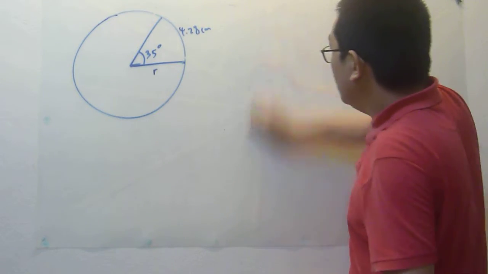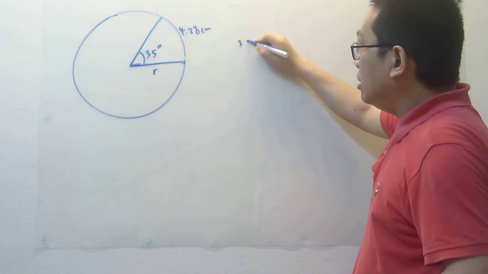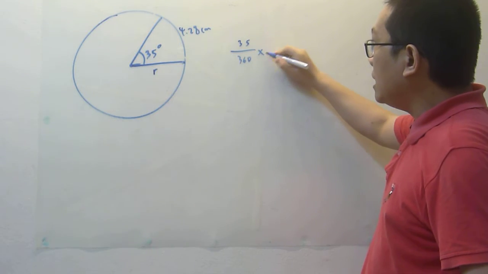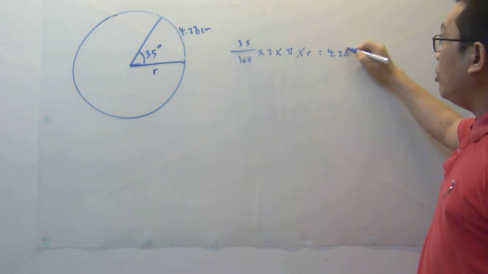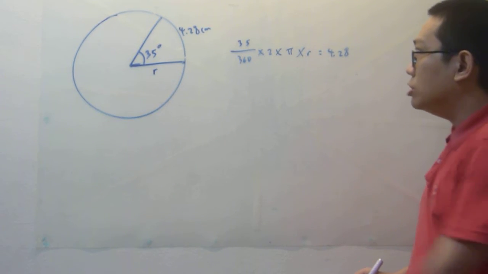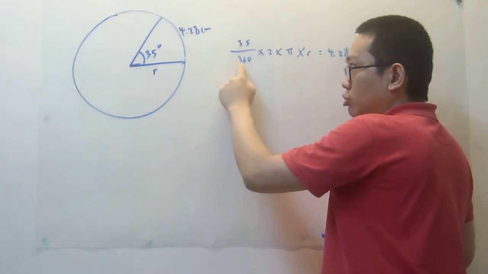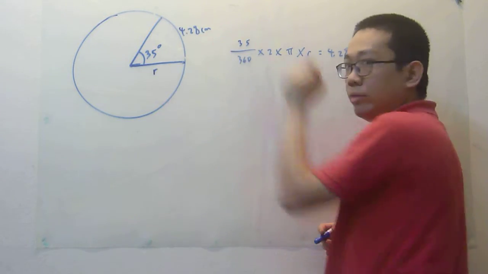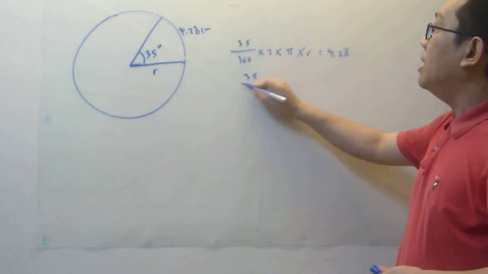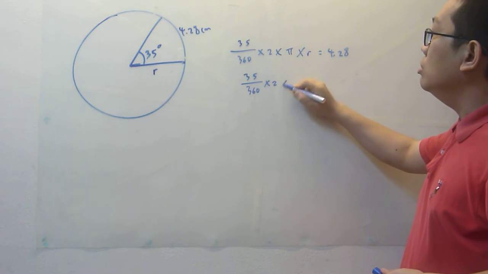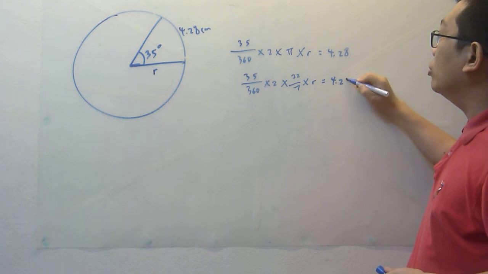As usual, since we need to find the radius, we have to use algebra. 35 over 360 times 2 times pi times r equals 4.28. Because 4.28 comes from the angle over 360 times 2 pi r. So now I need to do it backward. So 35 over 360 times 2 times pi times the radius equals 4.28.